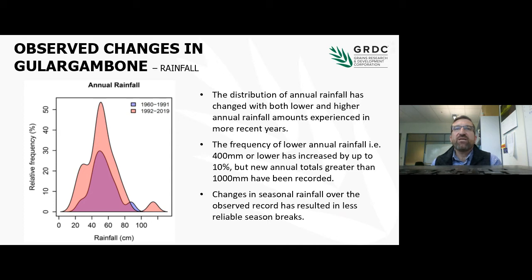What is interesting, though, is if you look on the extreme wet end of the scale, there are now annual rainfall amounts that have occurred that are much higher than they were in the earlier part of the record. So annual rainfall totals exceeding 1,000 millimeters. So we've certainly observed changes in both rainfall and temperature.